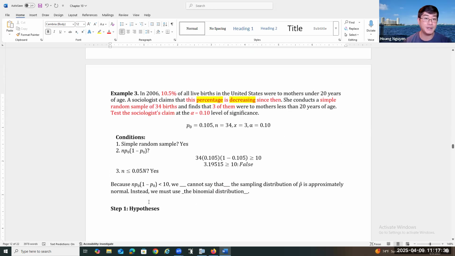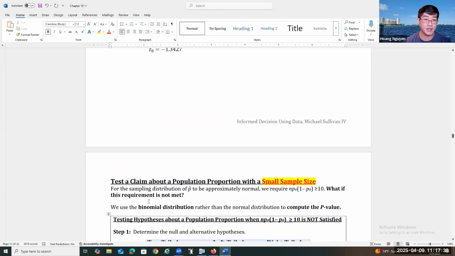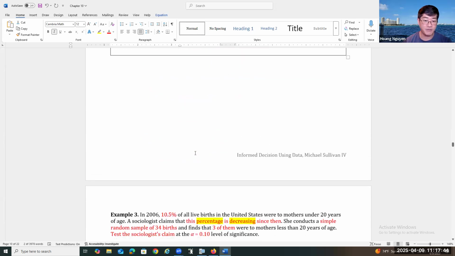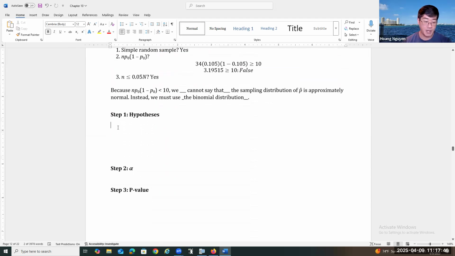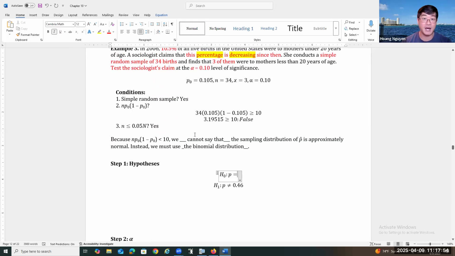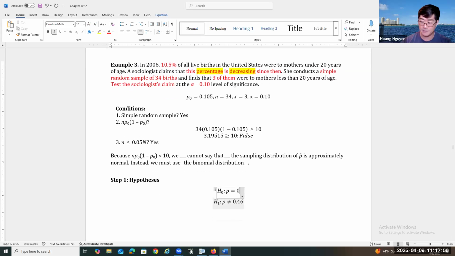Now step number 1, we're going to state the null and the alternative hypothesis. So let me copy this. We're going to do the hypothesis test for population proportion. So the parameter we test is going to be proportion. What's the value for your test? What's going to be the original proportion? We have 0.105 or 10.5%.